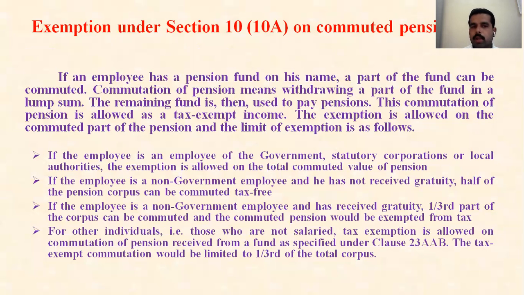This commutation of pension is very important. Before 2005 the pension system is there. After 2005 it is removed. Then here what happens, they are paying some little part of the amount to get the pension after retirement. On that amount also the tax exemption is there for government employees, non-government employees, and non-government employees who are not receiving gratuity. So these are the exemptions under section 10 subsection 10A.